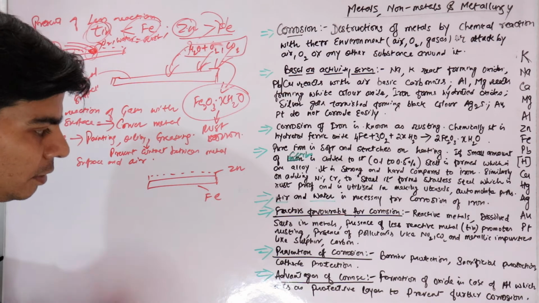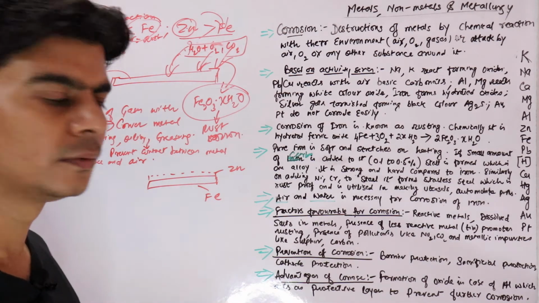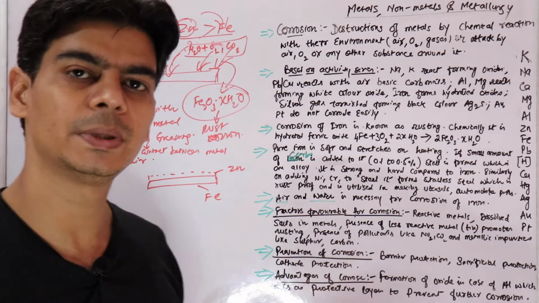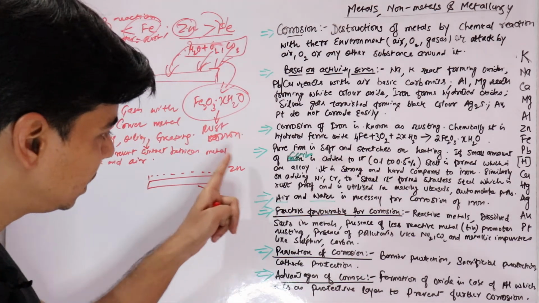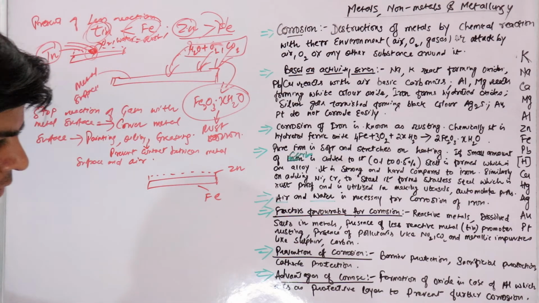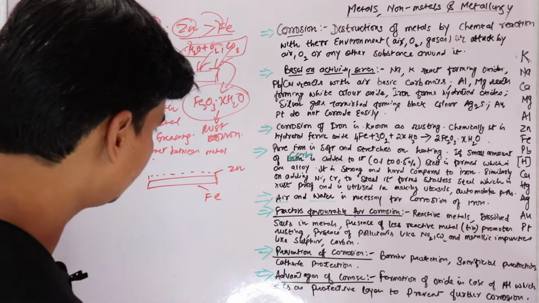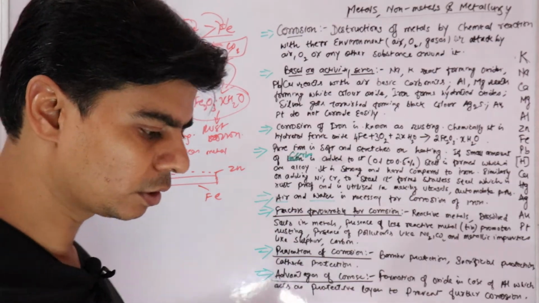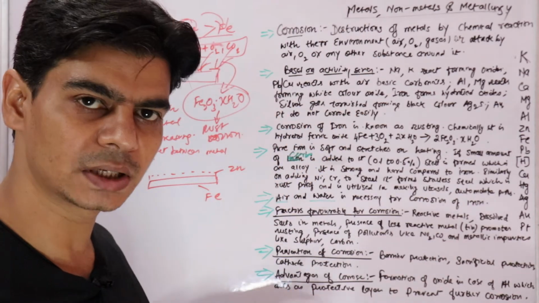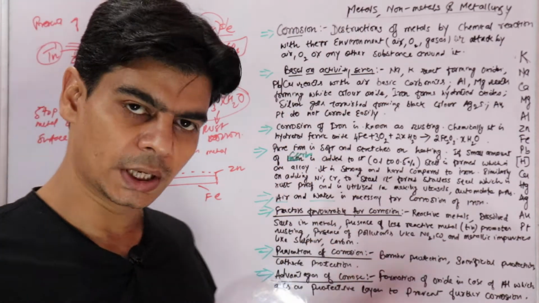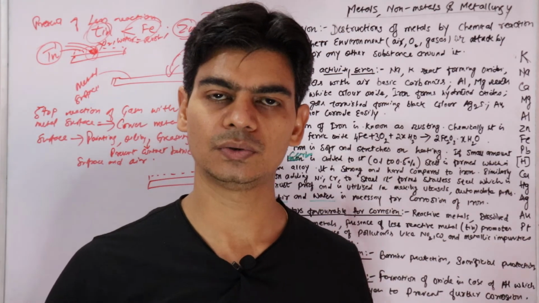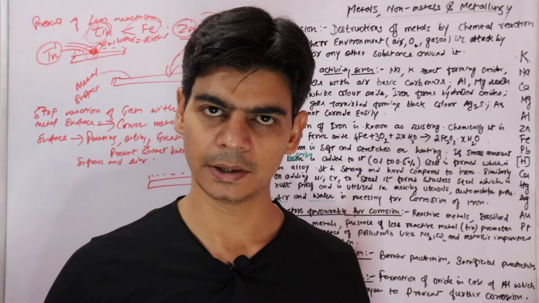So zinc will react preferentially with air in comparison to iron. Why? Because zinc is more reactive and can easily get oxidized. So sacrificial protection is clear. It's just a coating of a more reactive metal to save the baser metal, so that the baser metal you are trying to save won't react with air.